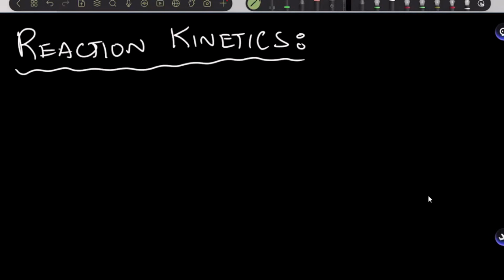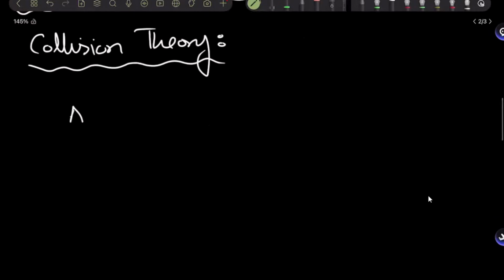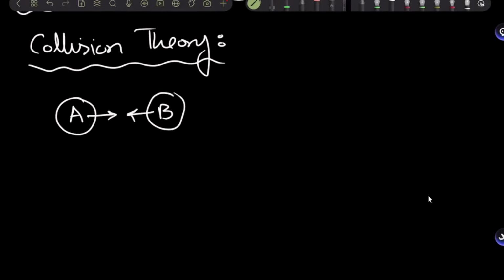So basically, in reaction kinetics, the first thing that you need to understand is collision theory. Collision theory. Now, collision theory says whenever you want to react two reactants together, what's the first thing that must happen over here? These two reactants must come in contact with each other, or they must collide with each other, right? Without coming in contact with each other, there's no possibility for a reaction, right?